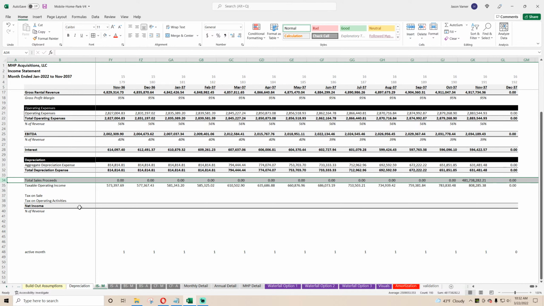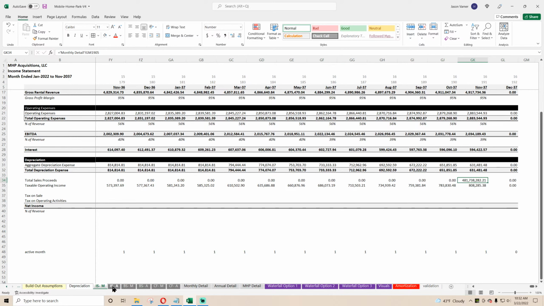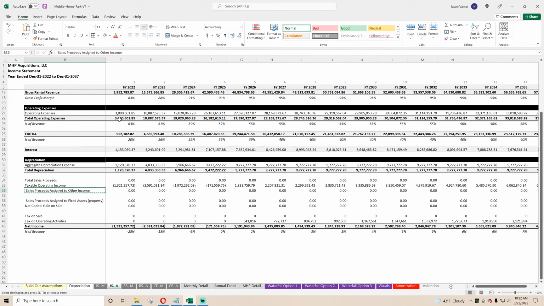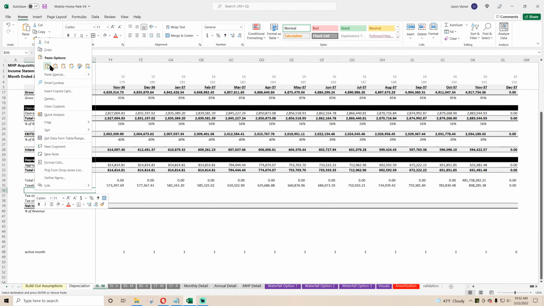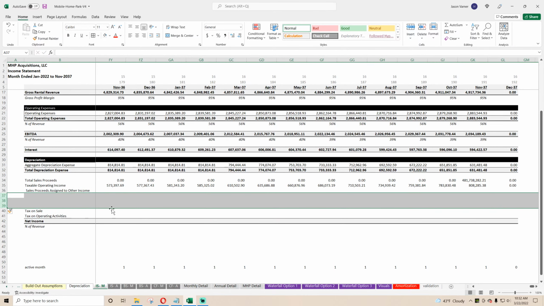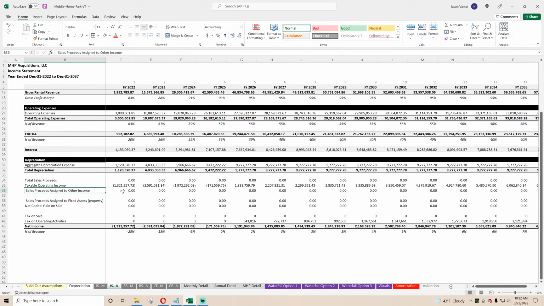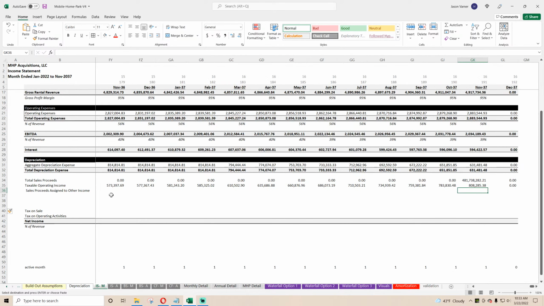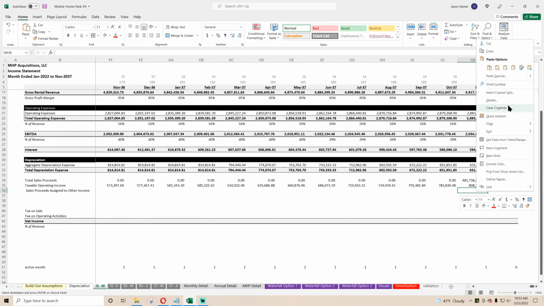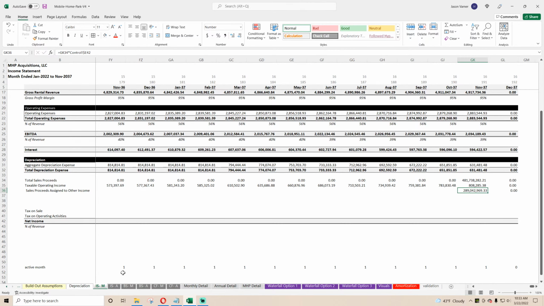This is tricky because taxes are coming based on if the annual net income is positive, but then we got to pull some of that back to monthly, but then the annual runs off a lot of the monthly numbers, so we've got to make sure we don't have any circular reference errors and all that. So taxable operating income. Okay, that's good. Then we have sales proceeds assigned to other income. Now this number, let's copy this in here. $289,042. Okay, looks good.